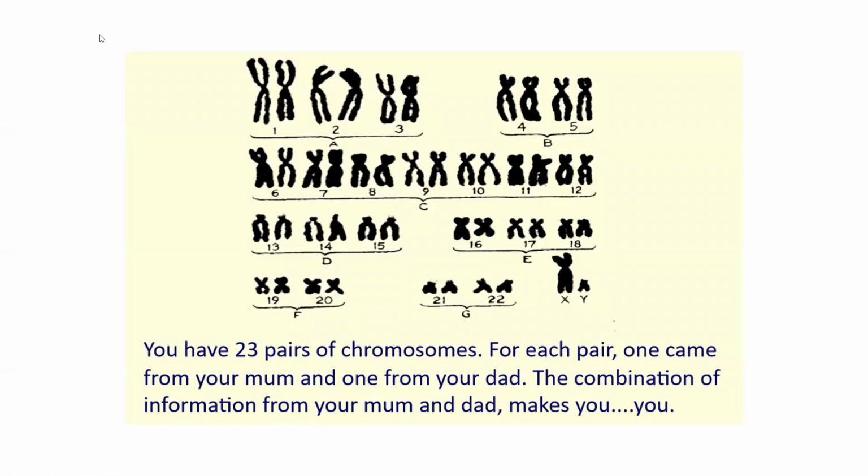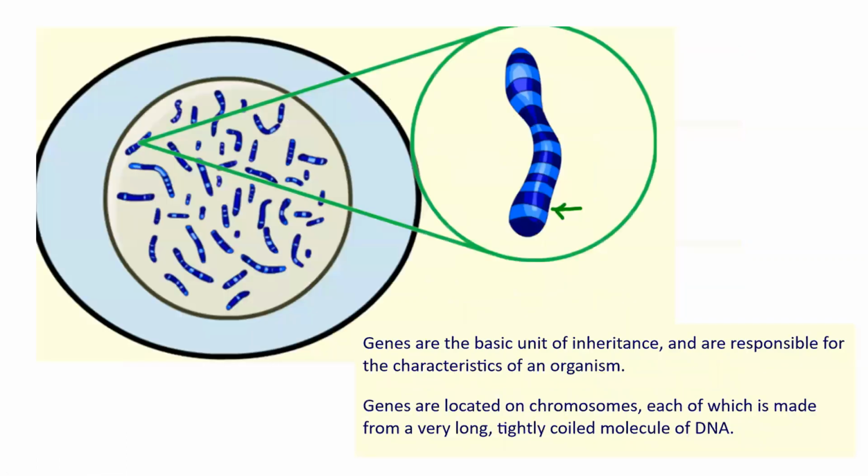Now the combination of all of the pairs is what makes you. That's why you are unique. You are not a complete copy of one or the other parent. You are a combination of that genetic information. Now, if we zoom in and look at just one of our chromosomes, we can see that on the chromosomes, there are areas, these bands that you can see, and we call these genes. And these are the basic unit of inheritance. And each gene is responsible for the characteristics of an organism.